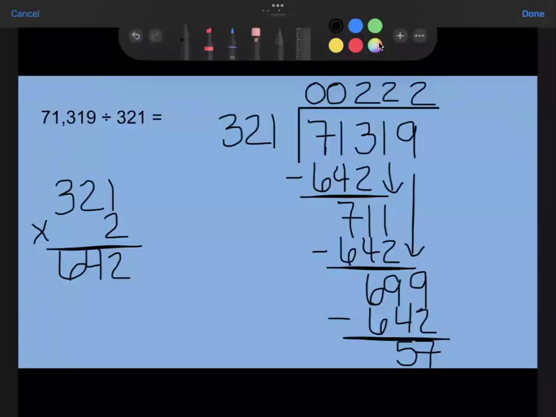And again, we have no more numbers to bring down. So technically we're done. We can report this as 222 remainder 57. We could also report it as 222 and 57 over 321 as a fraction, or we could add a decimal and keep dividing until we either run out of decimals or we round to the nearest place value. But for this one, I'm just going to say 222 remainder 57.